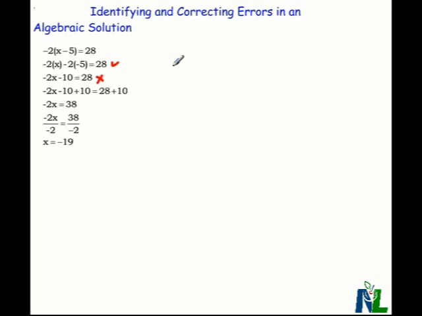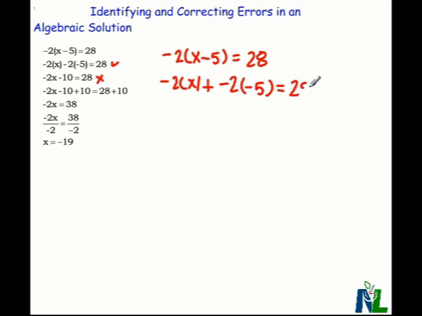So the correct solution, I'm going to write to the right-hand side here. So -2 times (x - 5) equals 28. So then you would have -2 times x plus -2 times -5 equals 28. So you get -2x plus 10 equals 28.